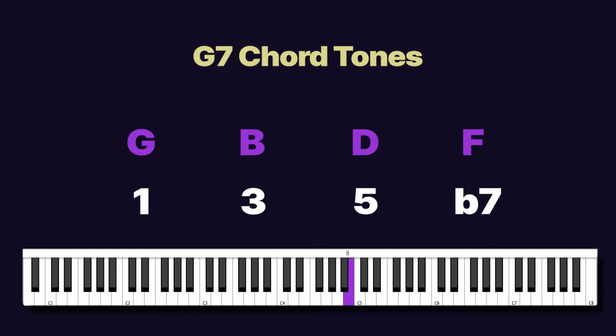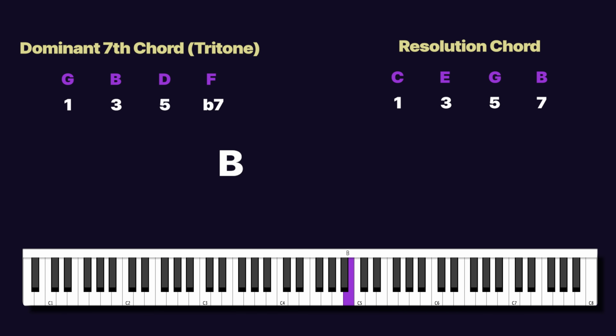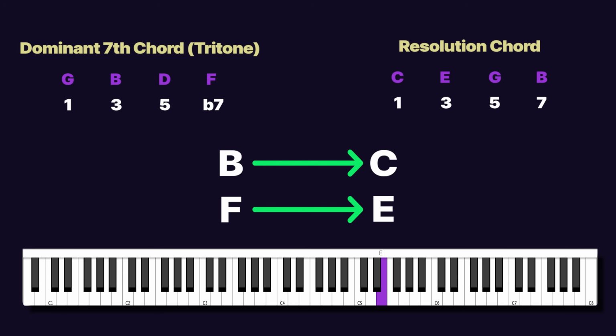That B and F, the 3rd and flat 7, creates our tritone. Now check this out. Here's how tritones in dominant chords resolve. So the 3rd resolves up a half step, and the flat 7 resolves down a half step, like this. So the 3rd of the dominant chord resolves to the root of the resolution chord, and the flat 7 resolves to the 3rd of the resolution chord.